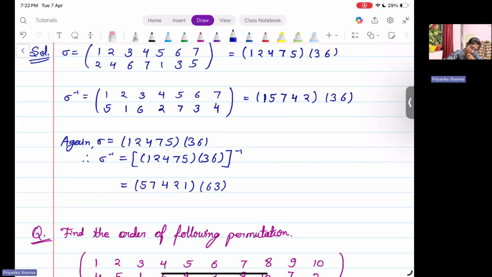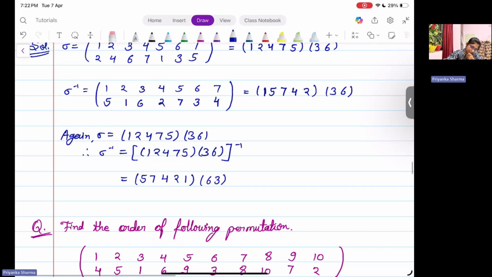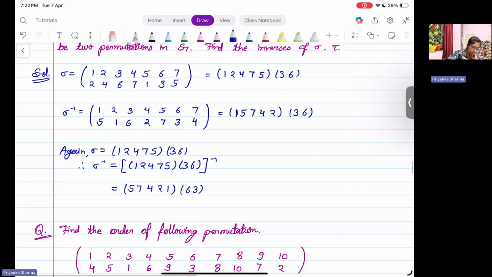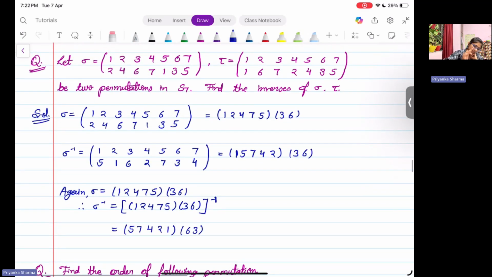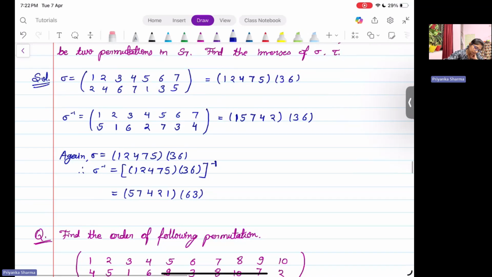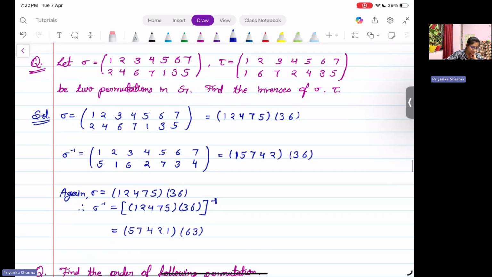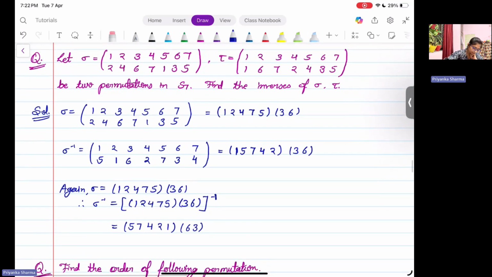So are they the same? Yes, actually we focus on the order. Here we have (1, 5, 7, 4, 2). So 1 maps to 5, 5 to 7, 7 to 4, 4 to 2, and 2 to 1 again. And 3 to 6, 6 to 3. So yes, they are the same. This is a shortcut to compute the inverse. Similarly, we can find the inverse of tau. So I'm leaving that for you.